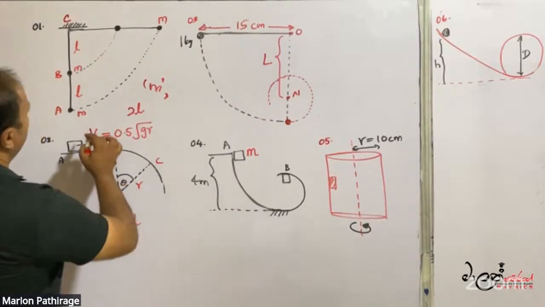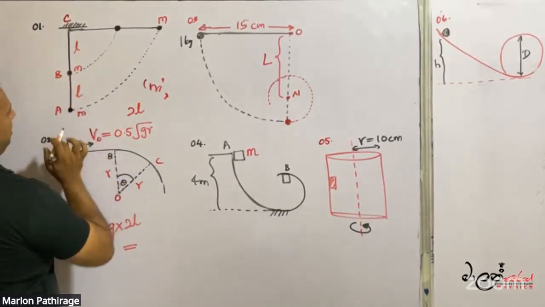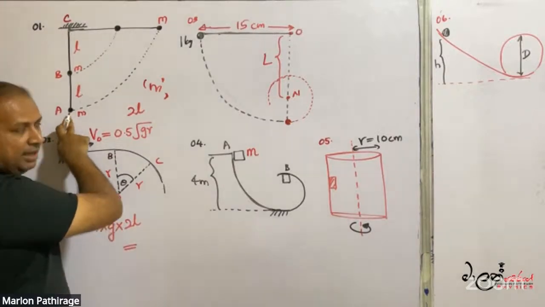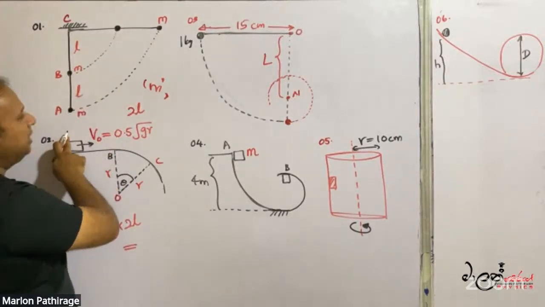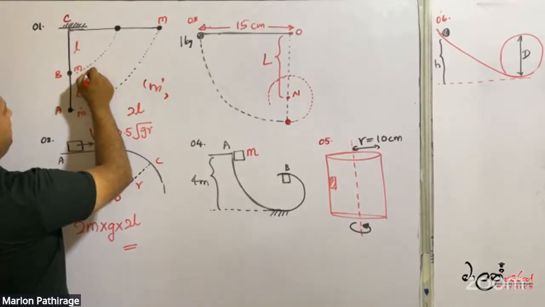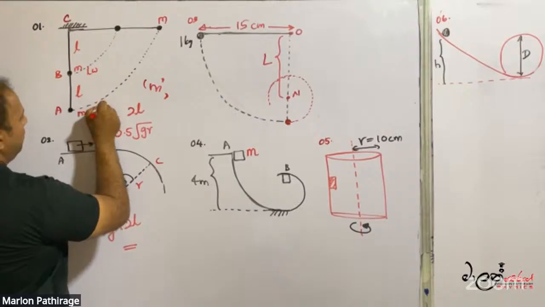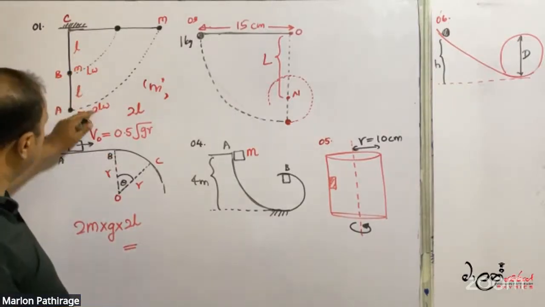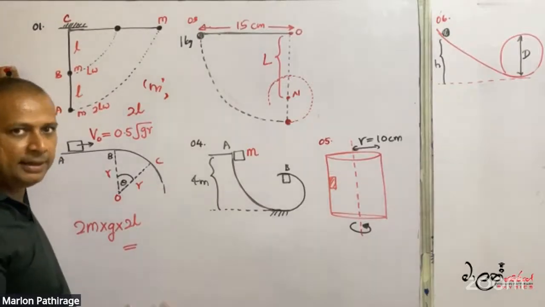Then finally, this object has a velocity VA. This object has a velocity VB. So this VB is equal to L omega. This one should be equal to L omega, and this is 2L omega. That is the speed.